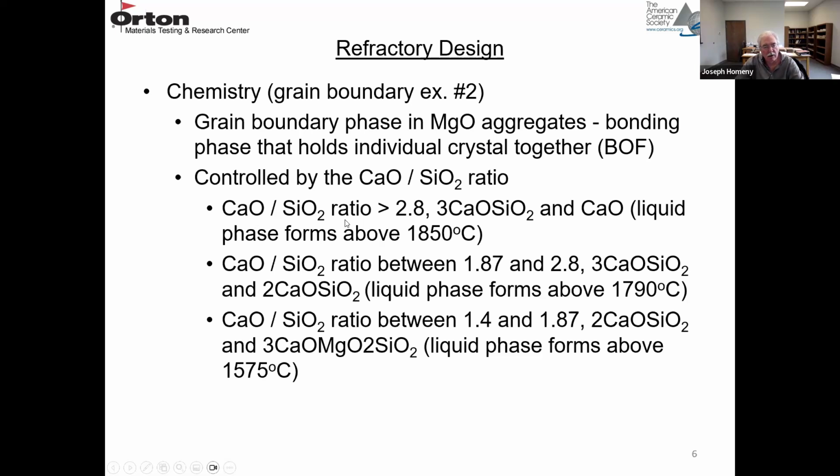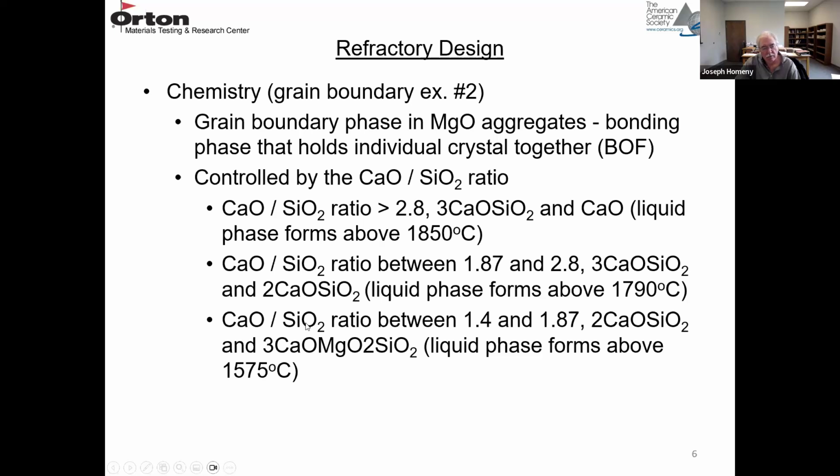So if this ratio of lime to silica was high, greater than 2.8, you form tricalcium silicate and CaO or lime. And those are high temperature materials. So the first liquids that form are above 1850 degrees C. And then when the lime to silica ratio drops between 1.87 and 2.8, tricalcium silicate and dicalcium silicate are present in the grain boundaries. So the liquid doesn't form till about 1790 degrees C.